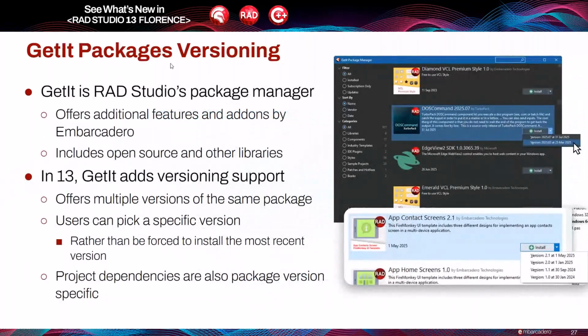GetIt has also had a bunch of new improvements. One of my favorite ones is that now you can choose before installation which version of that package you want to install. Before this, it was the latest version. You couldn't choose which one you wanted. So in GetIt, we have multiple different versions. You can click this little arrow button and you can choose which version you want. This is very handy in case there has been some breaking change in the library in the latest version. So now you're not forced to update to the latest version, and you can choose whichever you want to install.